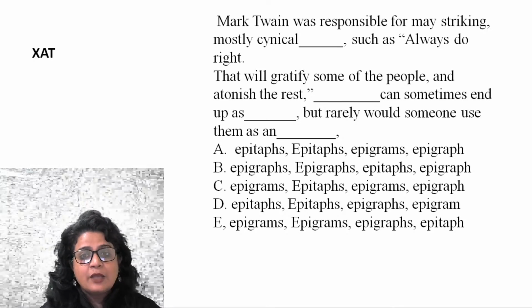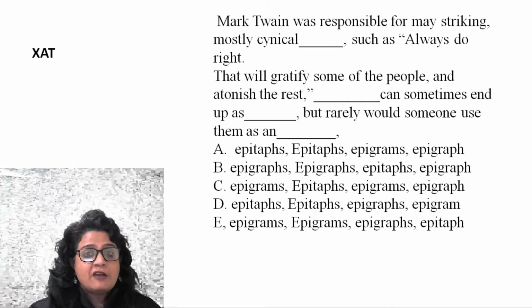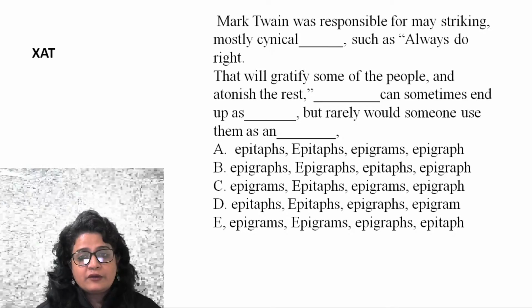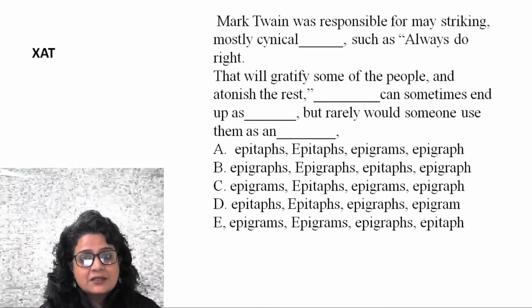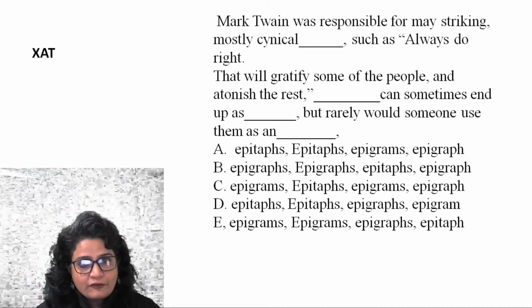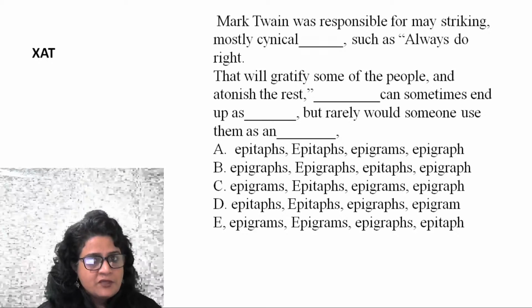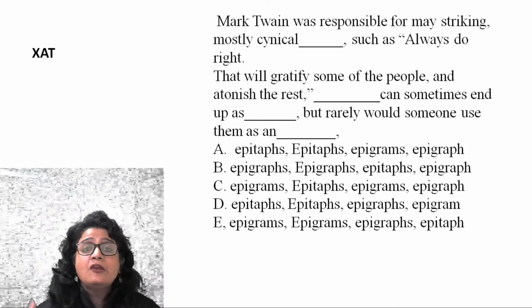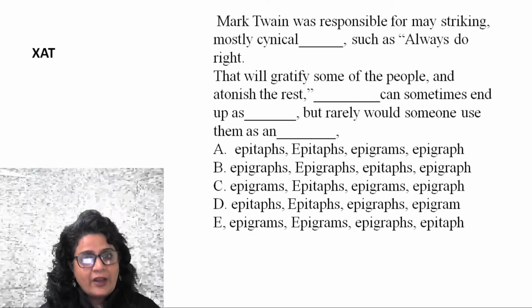Because in C, second word is epitaph. We have not been told anything about epitaph. Now, let's take it forward. Epigram can sometimes end up as epigraph. So, an intelligent saying can be written on a monument, can be on a statue, can also be written at the beginning of a book, right?